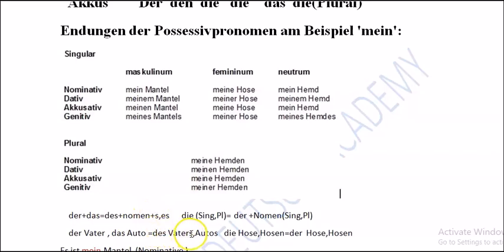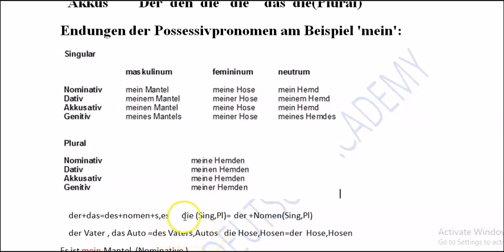Des Vaters, right? Here it is das Auto, it means a car. How to change it to genitive form? According to this rule, we change das to des. Here des is written, and then we also write the Nomen, and at the end you add s or es. So s is added, and we say des Autos, des Vaters, des Autos.